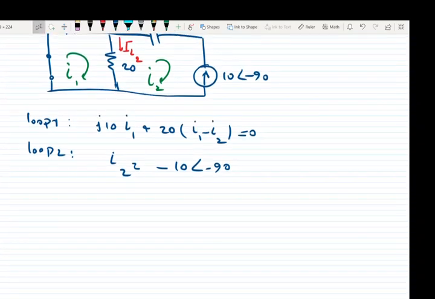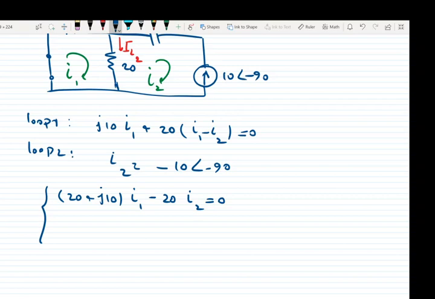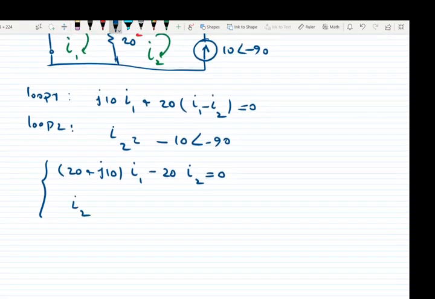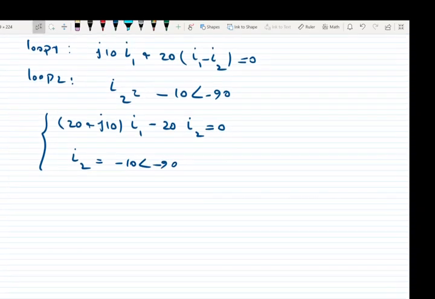So we can write these two in this form: (20 plus J10) I1 minus 20 I2 is equal to 0, and of course I2 is equal to negative 10 with the angle of negative 90. If we solve these two equations, I1 will be equal to 8.9 with angle of 63.